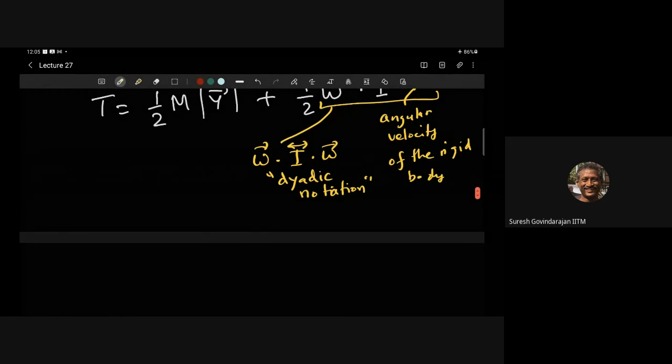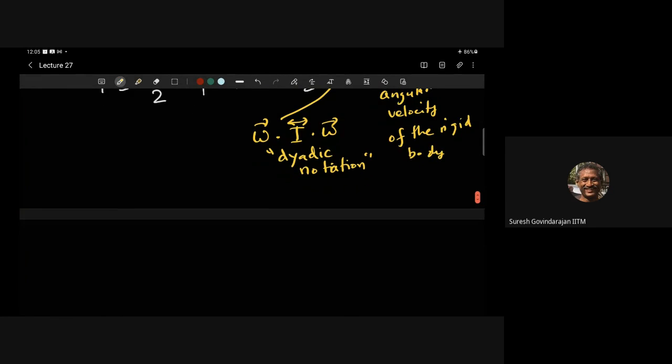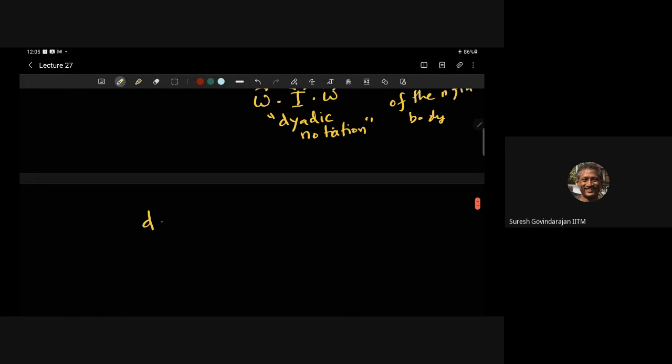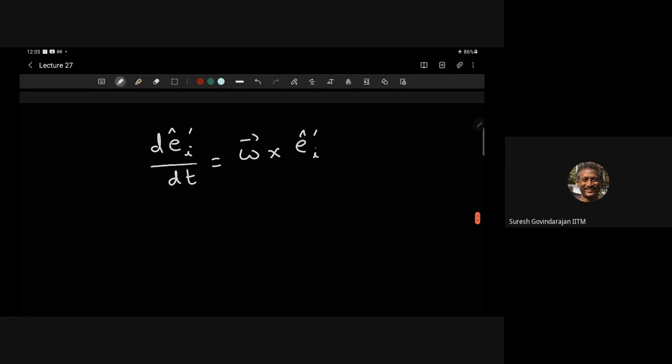So, okay, and so omega we can also define through the body frame. Okay, so this is what we mean by omega. And so I also need these formulas.